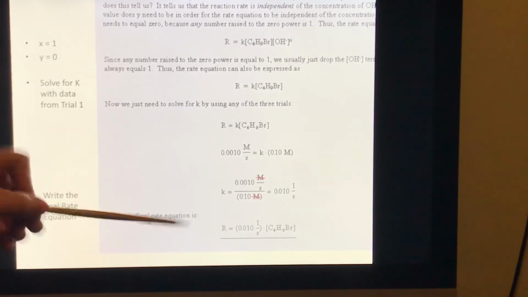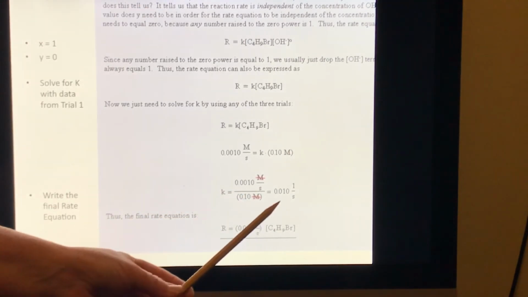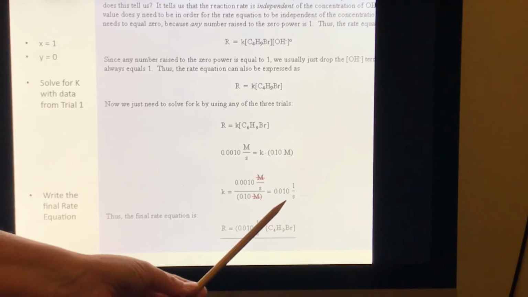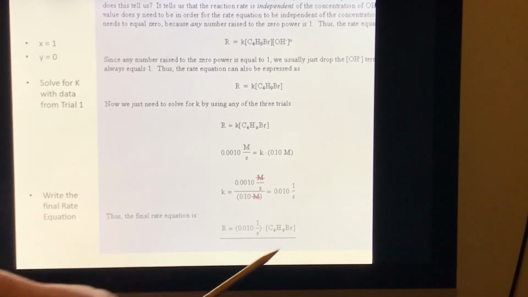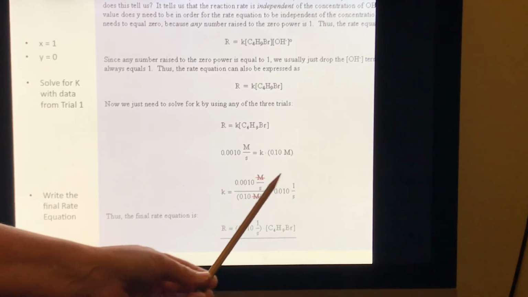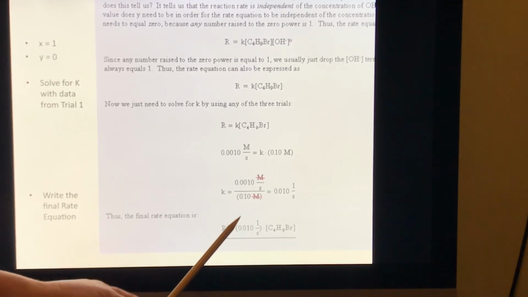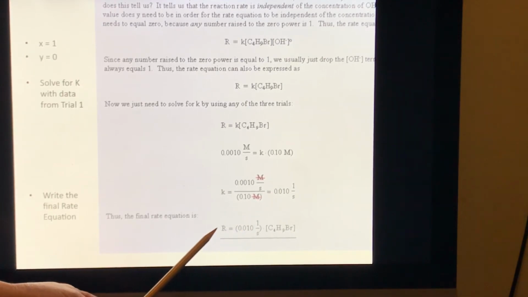And then you solve for K. You get this unique unit, right, 1 over seconds. And then you would take this value for K and plug it back into your equation for R that was listed up here. And then this is your final answer for the rate equation.